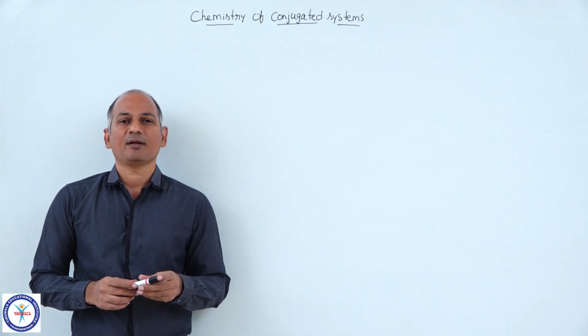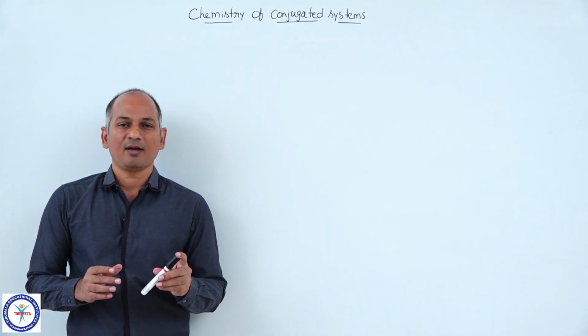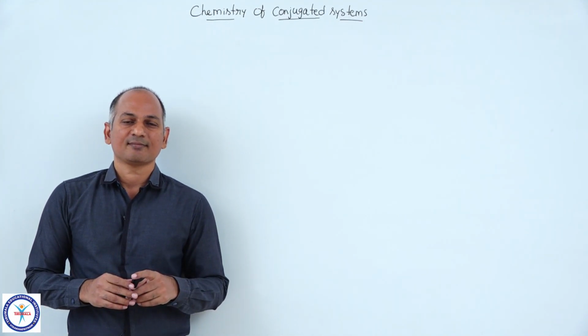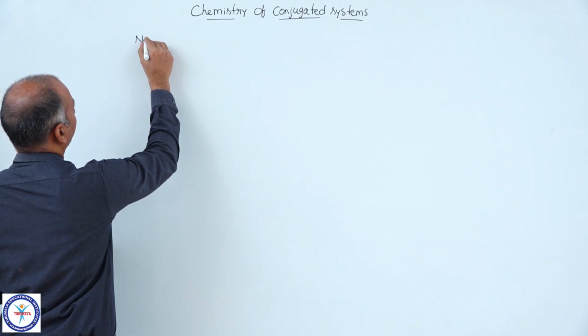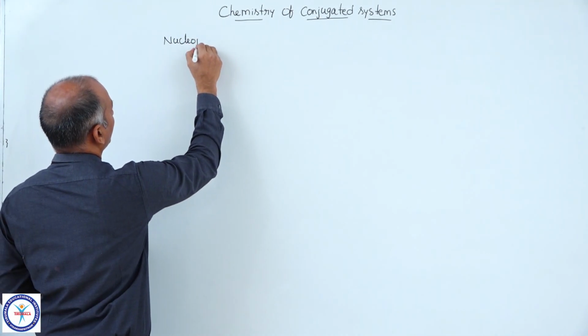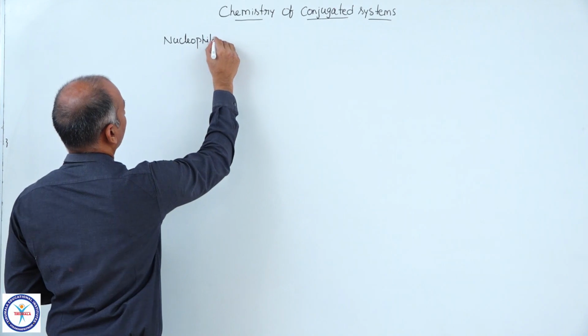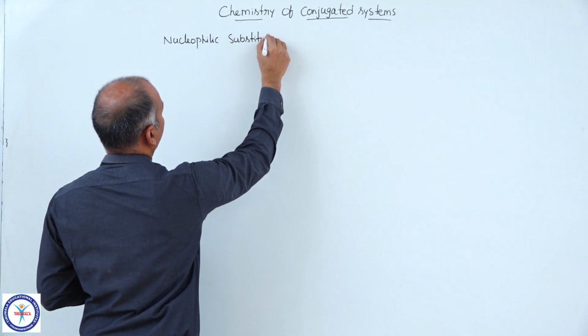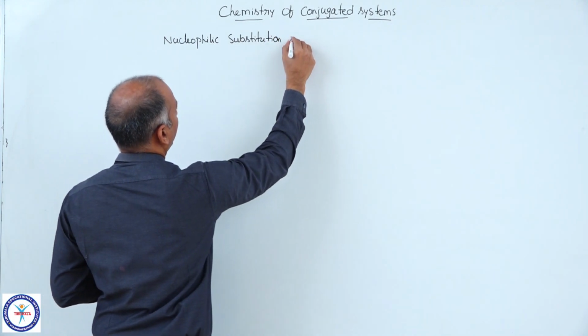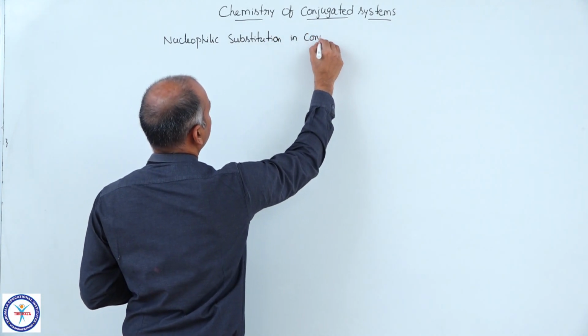Now let me come to the last aspect of these conjugated systems. The third type of reaction, that is nucleophilic substitution in conjugated systems.